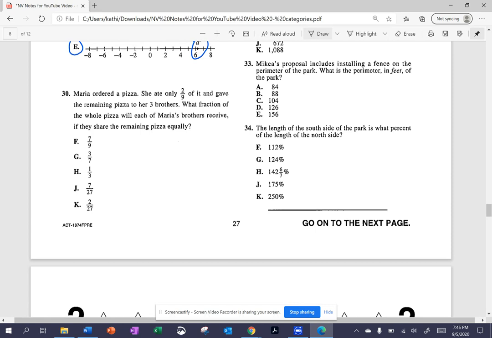30. Maria ordered a pizza. She only ate two-ninths of it and gave the remaining pizza to her 3 brothers. What fraction of the whole pizza will each of Maria's brothers receive if they share the remaining pizza equally? So if she ate 2/9, there's 7/9 left. And each one is going to get a third because she has 3 brothers. So that is 7 over 27.